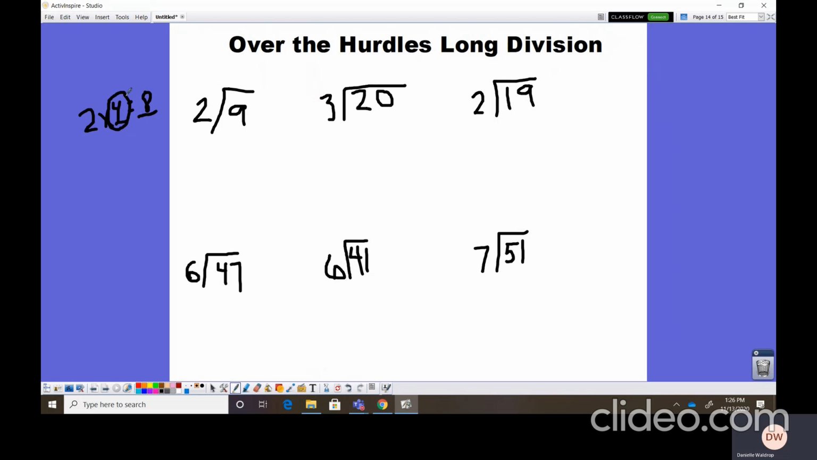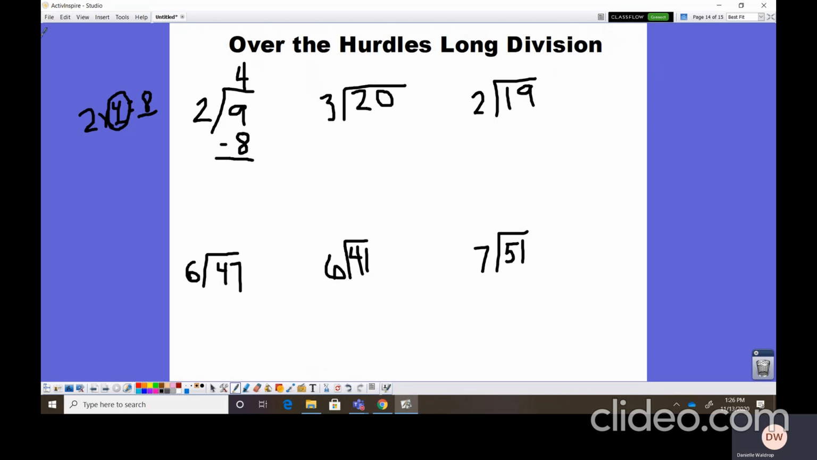And so I'm going to use this 4. And I'm going to say 2 times 4. So I'm going to put a 4 up here at the top. And then you've got to do multiplication. 2 times 4 is what? Well, we just said that 2 times 4 is 8. So I'm going to say 2 times 4 is 8. The 8 goes down here under your 9. And you're going to set up a simple subtraction problem.